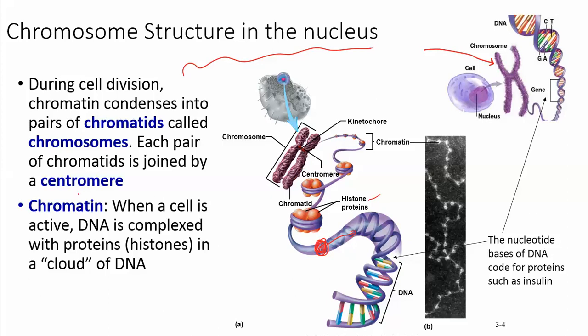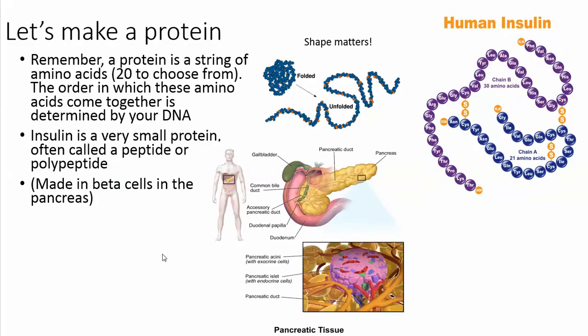Okay, and then we just mentioned chromatin. When a cell is active, DNA is complexed with proteins, which are histones, in a cloud of DNA, and that's what you see here. Okay. All right. So, what are we really after? So, I have here, let's make a protein. A protein that we've all heard of and that we've talked about is insulin.